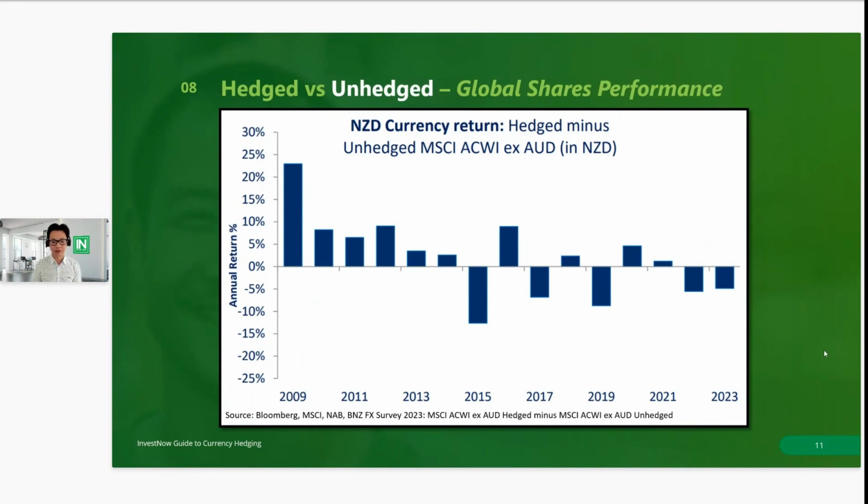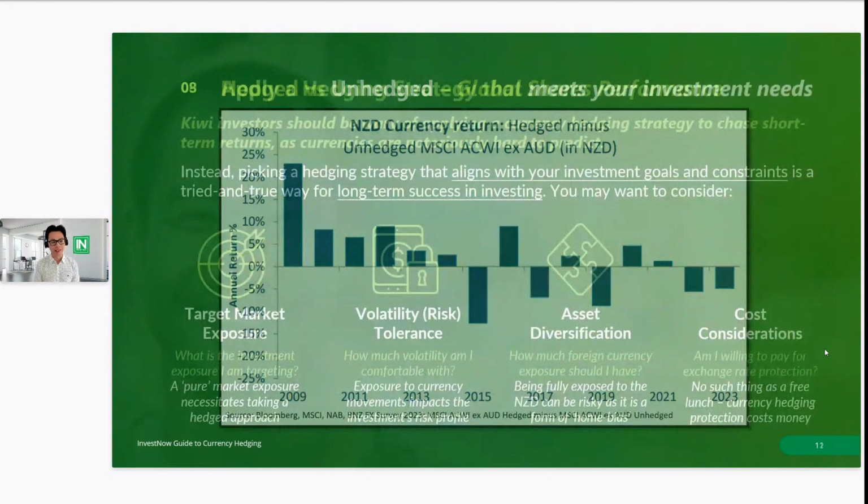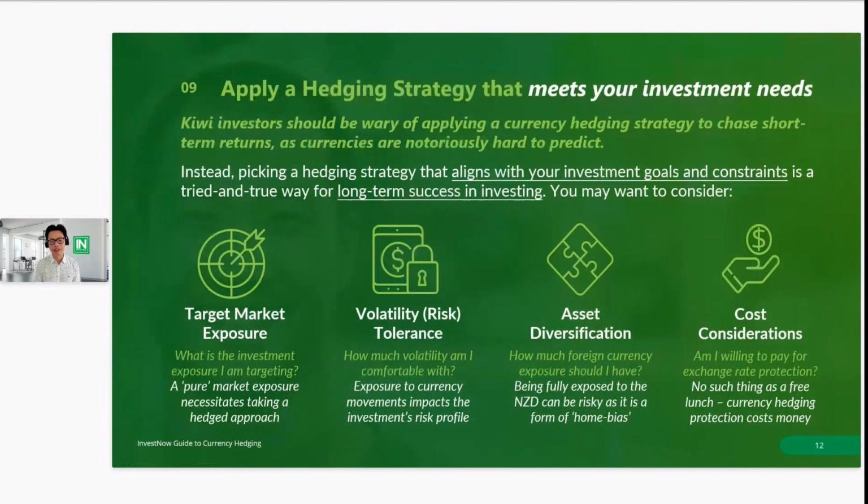We would much rather investors pick a hedging strategy that aligns with their investment goals and constraints, which is a tried and true way to long-term success in investing, rather than picking a hedging approach to chase short-term currency gains. The BNZ report also had a question about who investment managers think has the best ability to predict currency movements, and the overwhelming majority, 61% of respondents, said nobody can predict what's happening in currency markets over the next 12 months. So again, be very cautious on that.